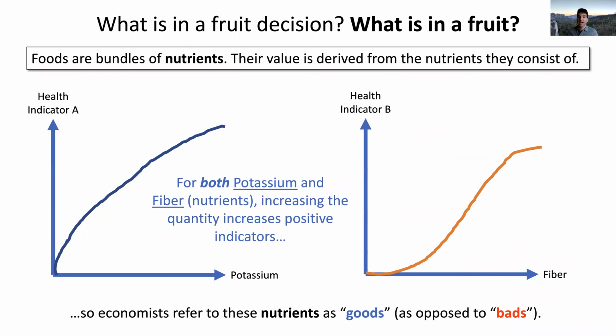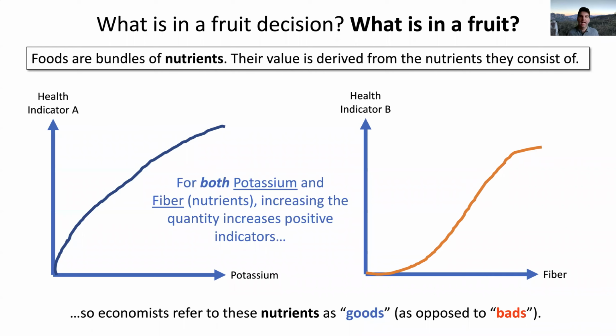So then once we've got those, we can start asking the question, what is in a decision? And I'm going to use fruit as this running example here because they end up working well, but we hopefully can generalize this to any sort of decision. So what is in a fruit decision? Well, we can think of foods as bundles of nutrients, and the value of each food we can think of as being derived from the nutrients they consist of. This is just an assumption for this example.